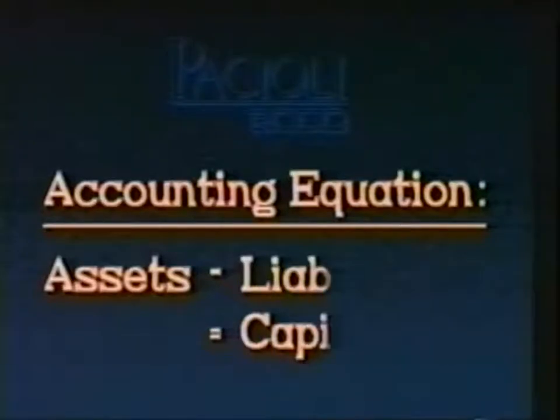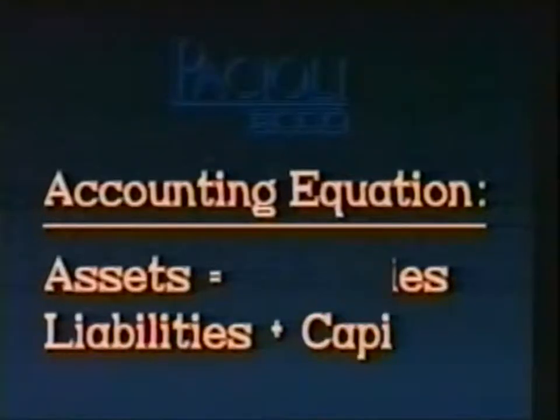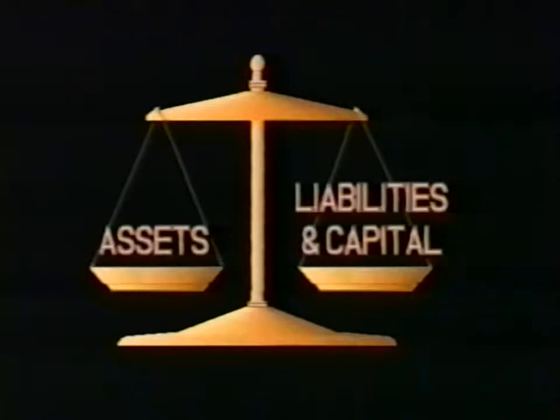Simply put, this equation states that assets minus liabilities leaves capital. Or, turned around, assets equal liabilities plus capital. You can imagine the assets on one side of a scale and the liabilities and capital on the other side. When all of your accounting data is correct, these two sides of the scale balance.